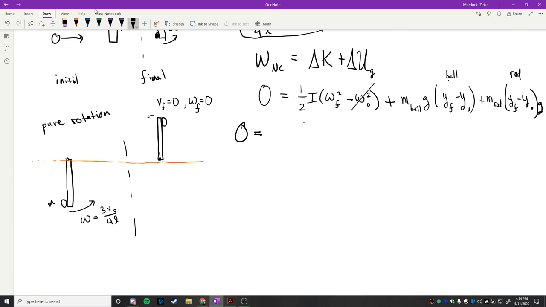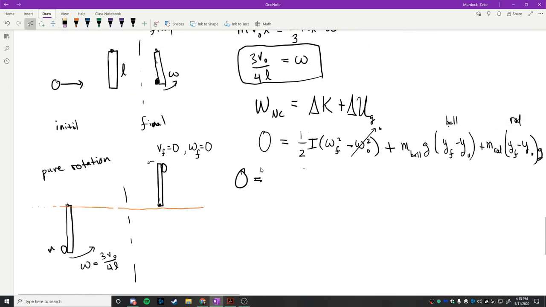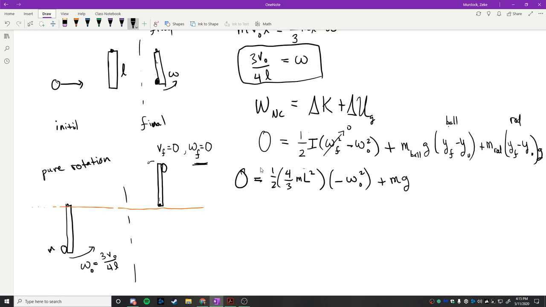Okay, now we know omega final is zero. With I, we found that I was like 4/3 ml squared, I think, right? So our expression is going to be something like this: 1/2 I times... it's not, my bad. That's the one that's zero, right? Omega initial is this one. So it's that times negative omega initial squared plus the mass of the ball, m, times g, y final minus y initial.